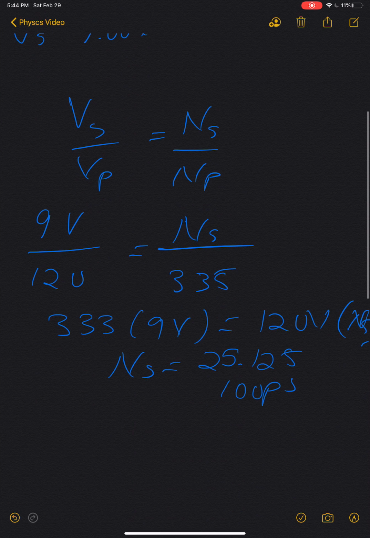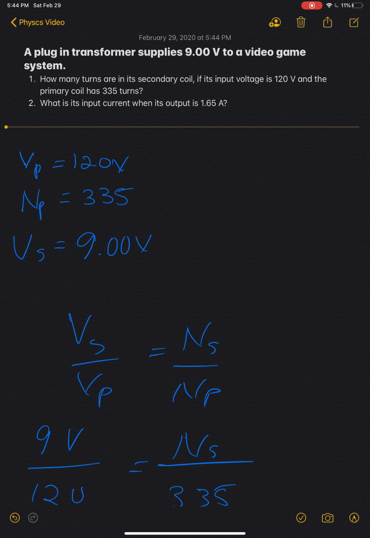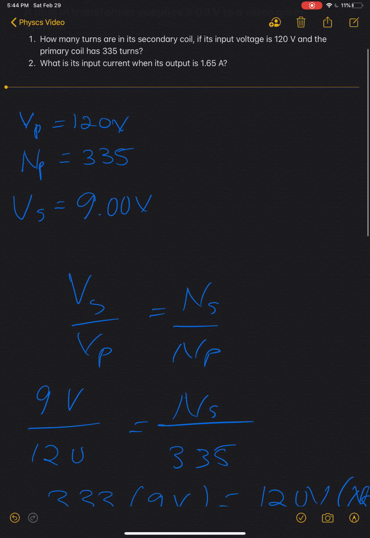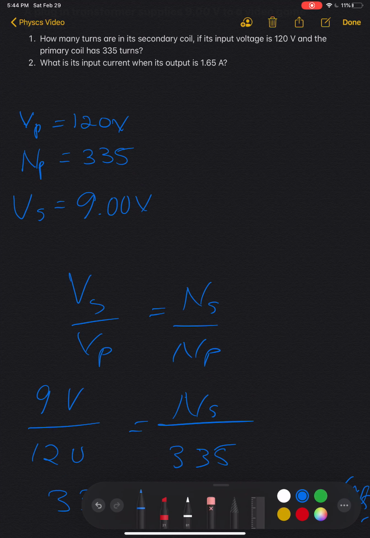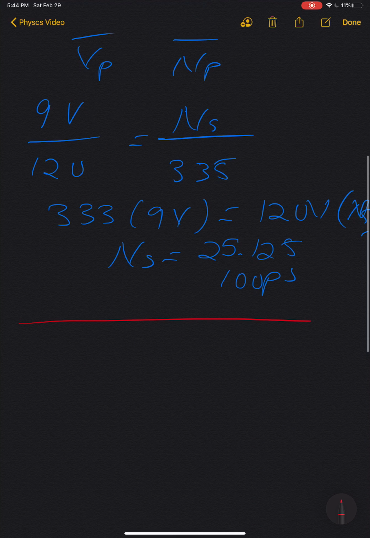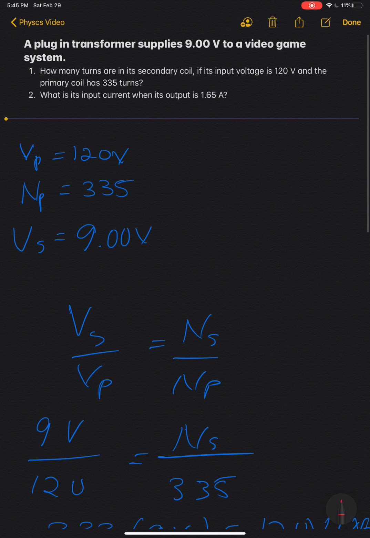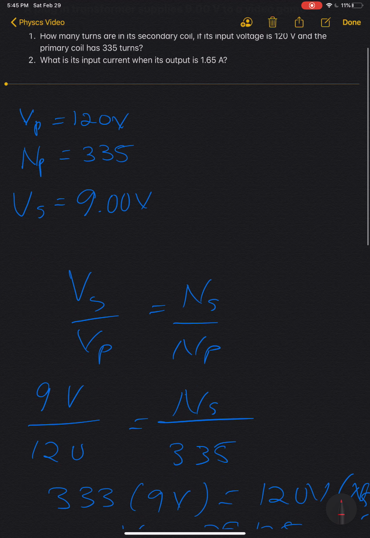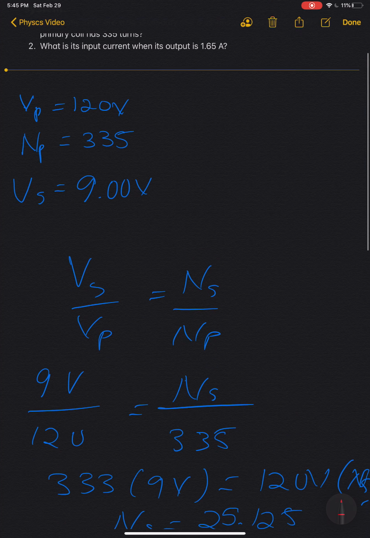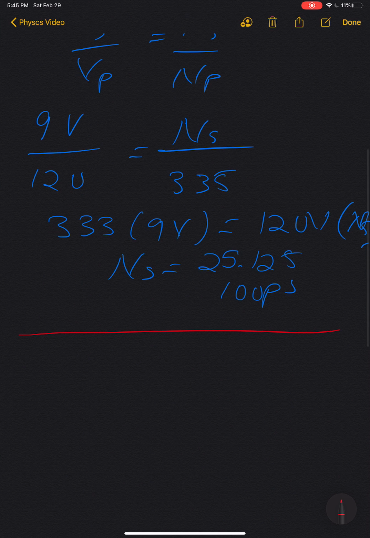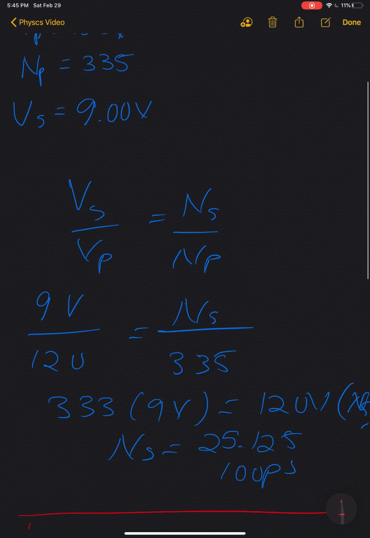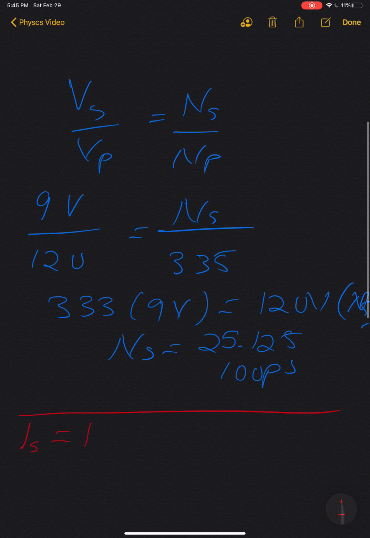Perfect. So then let's look at the second part of that question. What is its input current when its output is 1.65? So let's get a different color for this one. We're probably going to be using some similar information, but it gave us something different. It says, what is its input current when its output current is 1.65? So we know that the secondary current, IS, is equal to 1.65 amps.